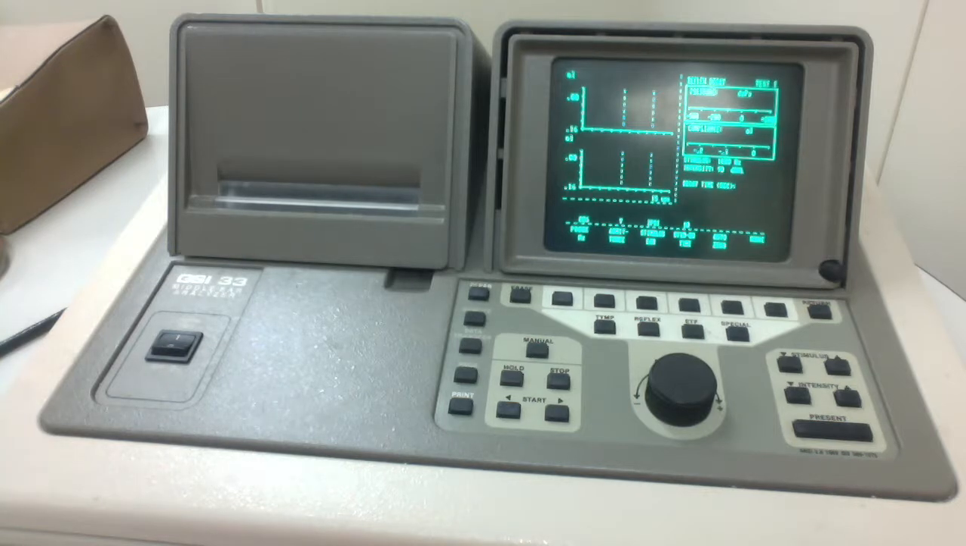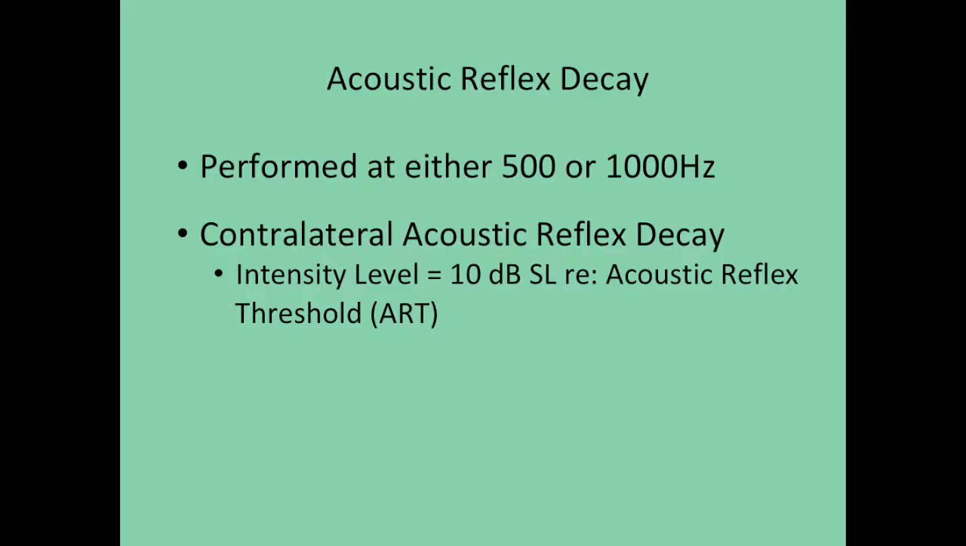I should also say for the portable tympanometer, I don't think I have a contralateral attachment. So for that tympanometer, you'll have to use an ipsilateral reflex. For contralateral reflex decay, we can test using either 500 or 1000 hertz.